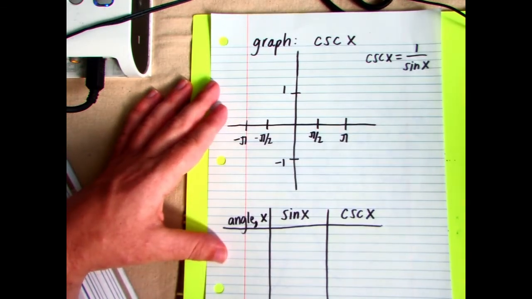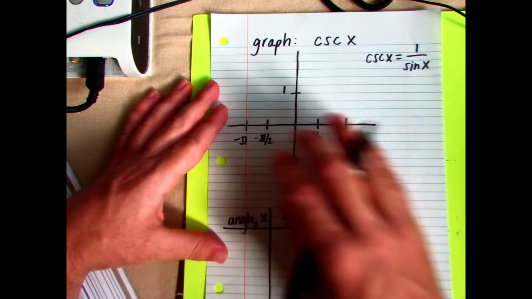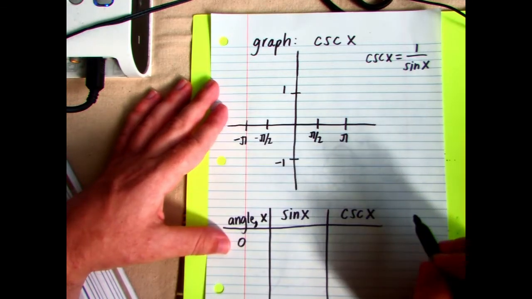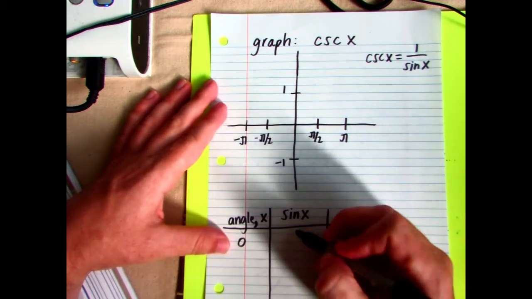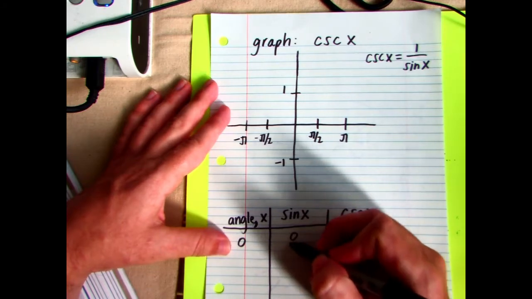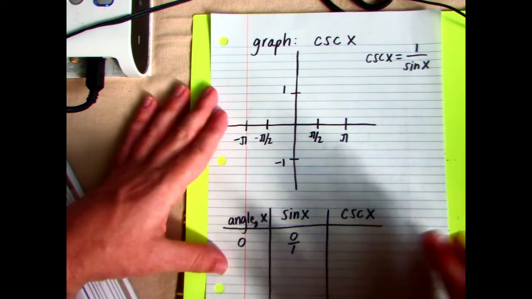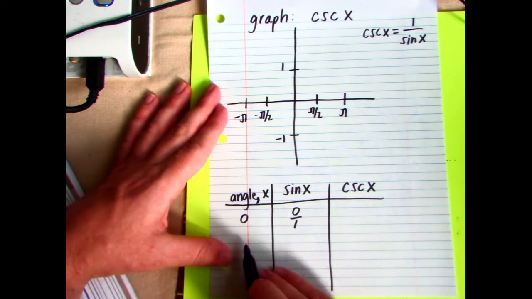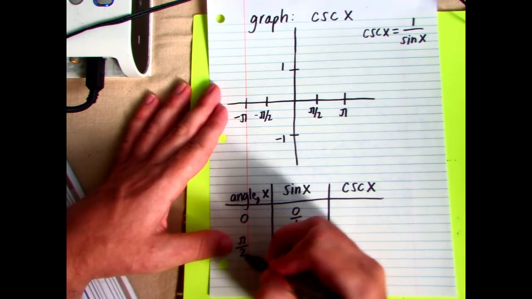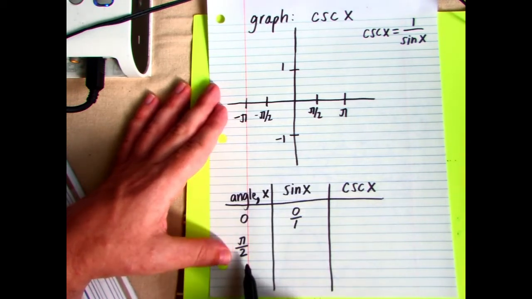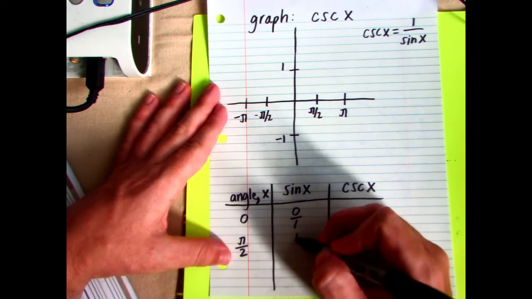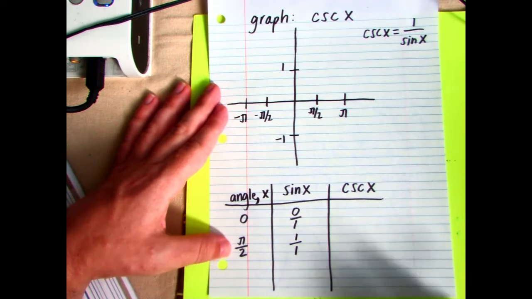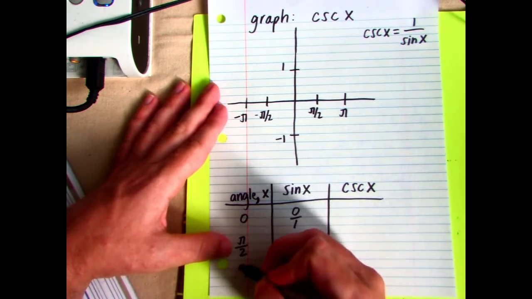So to graph cosecant x, we're going to use sine x. And basically I'm going to recreate that sine x graph, and from the graph of sine we're going to get our new graph. So just making a table of values. When the angle is 0, sine is 0, and I'm going to write it as 0 over 1 to help us find the reciprocals. When the angle is pi over 2, sine is 1, and again I'm going to write it as 1 over 1. You'll see why in a sec.